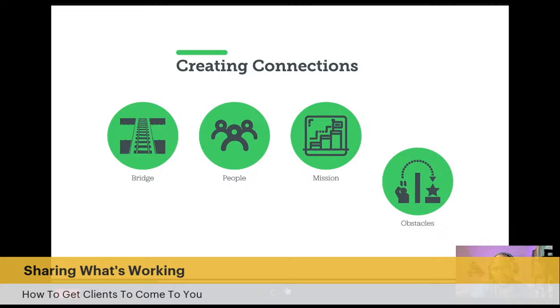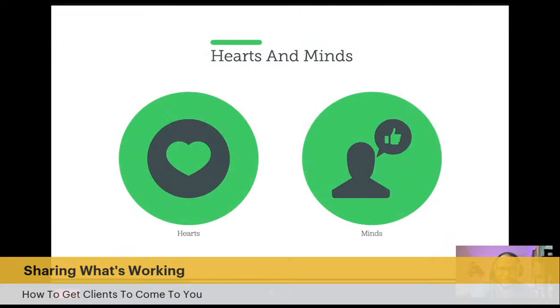Typically, you can create a bridge by being the person that gives them information, education, a hint, a tip, a guide, a training, whatever it is. But you need to bridge them from where they are to where they want to be, so that they can get over that obstacle. That's really one of the fastest ways to create a connection, because the whole game is to win hearts and minds.